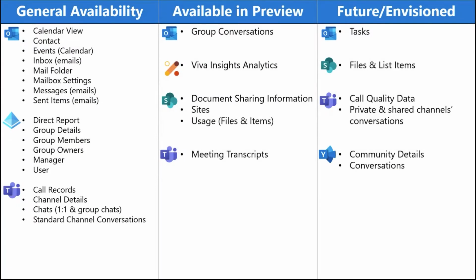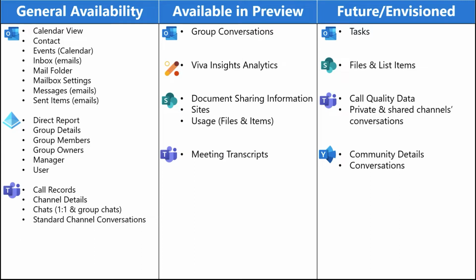Datasets that are already available include items that revolve around Outlook artifacts. Those include calendar view, contacts, events. We have information about emails. We have mail folders, mailbox settings that will let you understand when people set their out of office. What I want to clarify here is the difference between calendar view and the events dataset. Calendar view lets you take a snapshot of a specific user's calendar, so meetings that are appearing on their calendar for a specific date range, whereas events is more around when meetings or invites were sent.